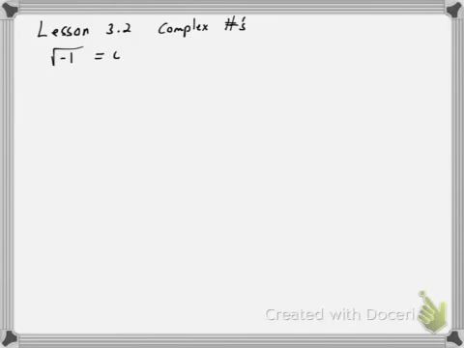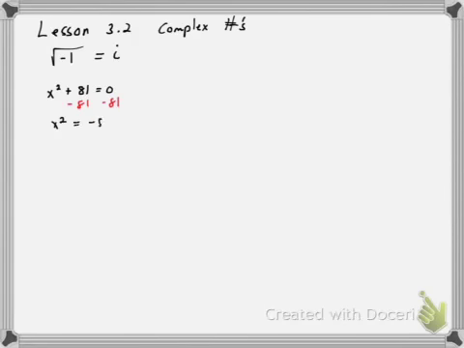This is lesson 3.2. It's called complex numbers. Yesterday in class we talked about that the square root of -1 equals i. That's an imaginary number. So we did some problems.